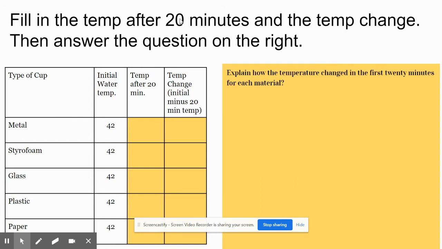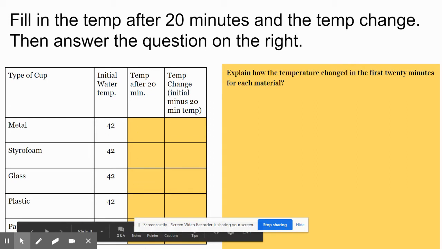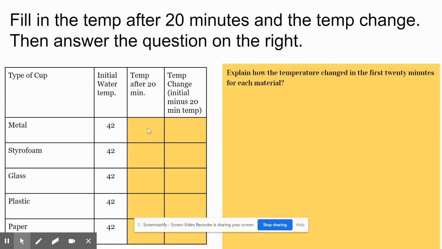Slide 9 is just like slide 8, but this time it's for 20 minutes. So again, take the temperature from 20 minutes on slide number 7, place it in this row. 42 minus that number will give you this number right here. And then in words, tell me which materials, again, kept temperature steadiest, which ones allowed temperature to change the most. Pause if you need to go fix. If you're good, keep watching.